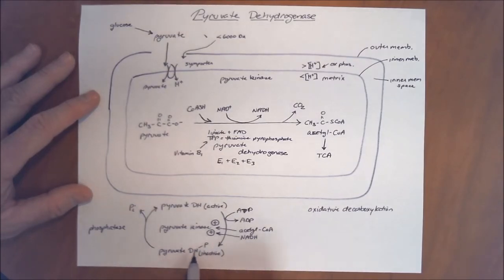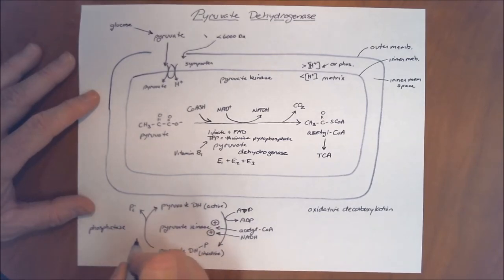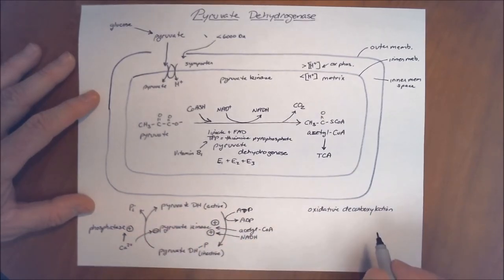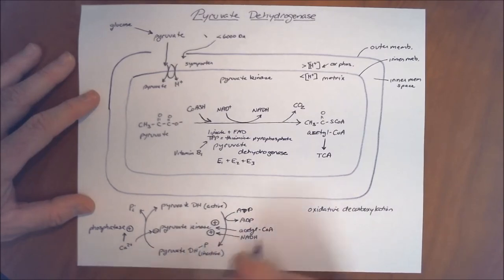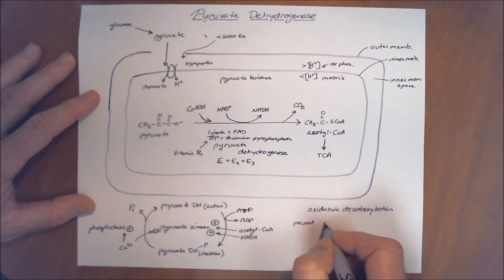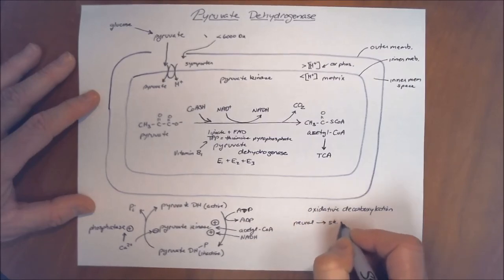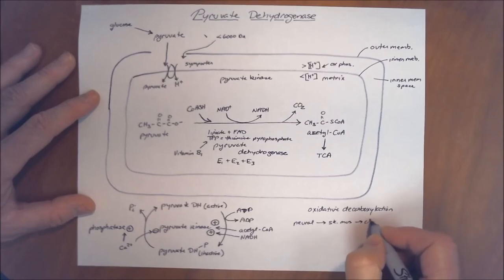Now to turn the pyruvate dehydrogenase enzyme on, we need to dephosphorylate, and that is going to be done by the phosphatase activity. This activity will be promoted by calcium. Calcium will also inhibit the kinase activity. By doing this, we have neural impulses stimulating skeletal muscle, causing depolarization, which leads to contraction.